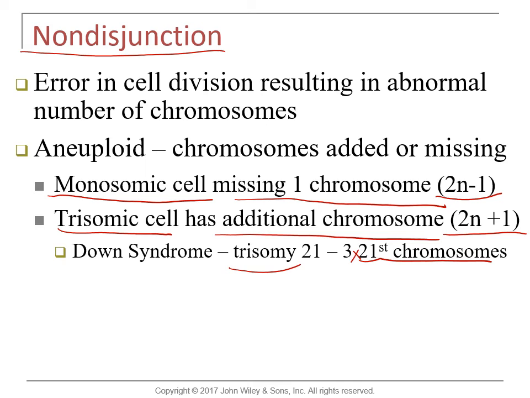Non-disjunction usually occurs during gametogenesis, which is meiosis, but about 2% of Down syndrome cases result from non-disjunction during the mitotic divisions in early embryonic development.